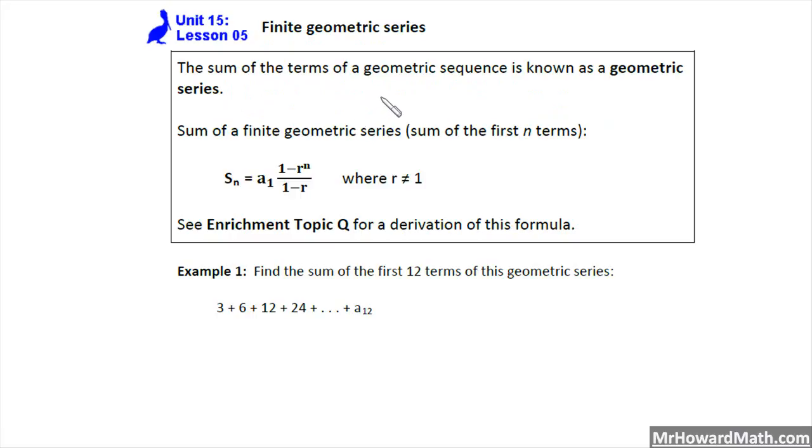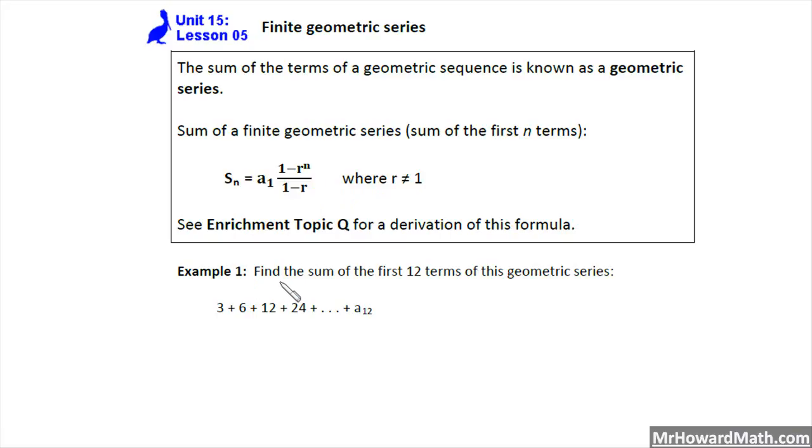So we take all of the terms from a sequence, add them all up, and that gives us the geometric series. The sum of a finite geometric series, the sum of the first n terms, is given by this formula, where r cannot equal 1. If r is 1, then you're just multiplying by 1 every time and it wouldn't change for one thing, and then also we would make the denominator 0 here if we had a 1 right there.